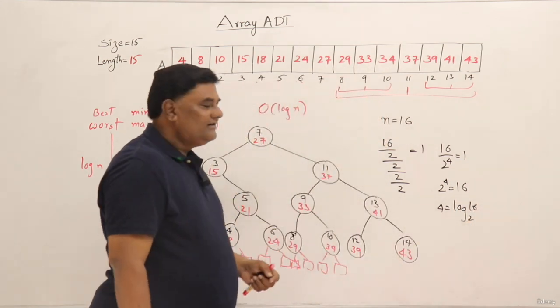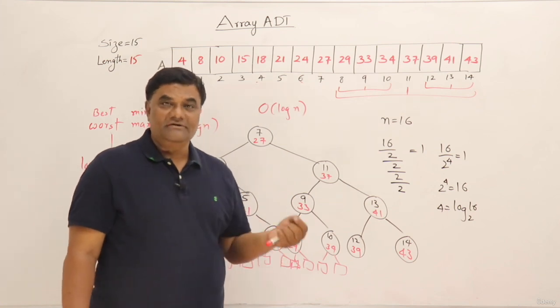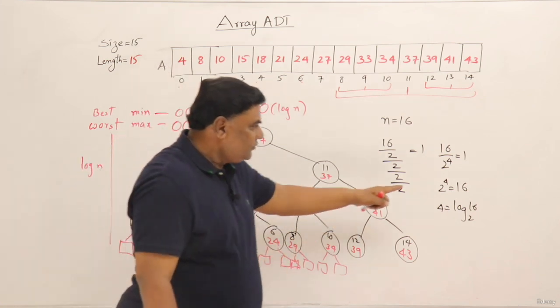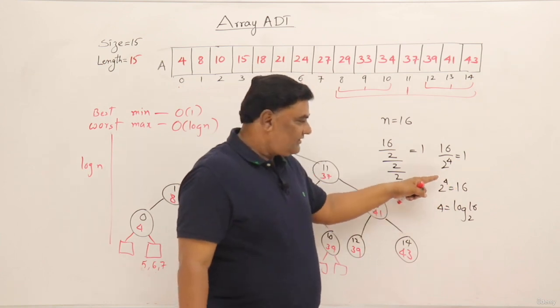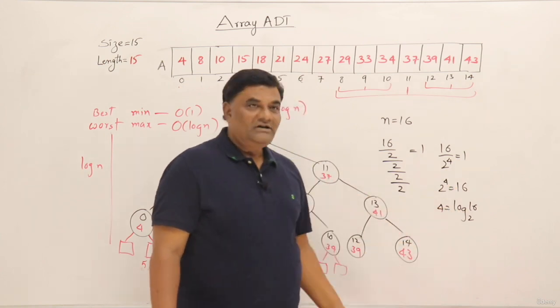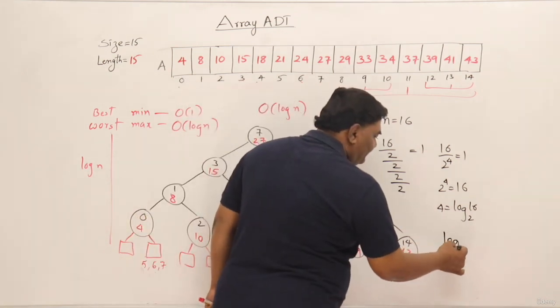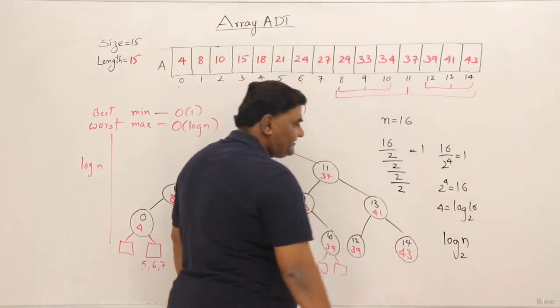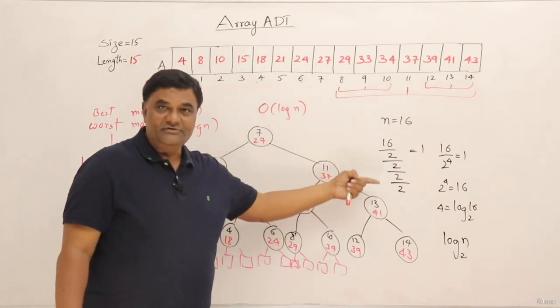2 power 4 is equal to 16, and 4 is log 16 base 2. Actually the inverse of power is log. Inverse of power is log. So 2 power 4 is 16. Then how much is 4? It is log 16 base 2. So log n. This means the time taken is log n base 2.